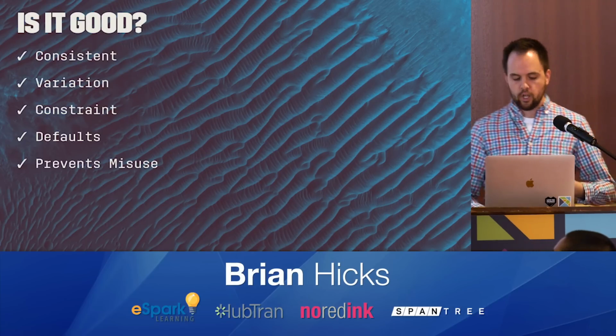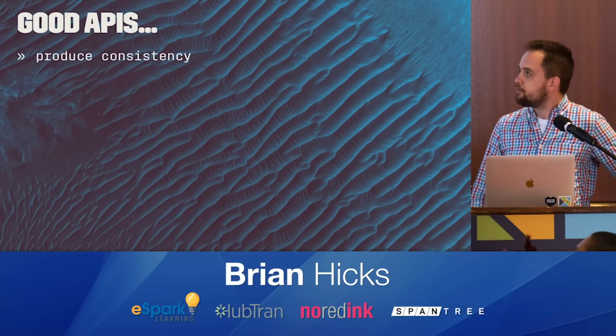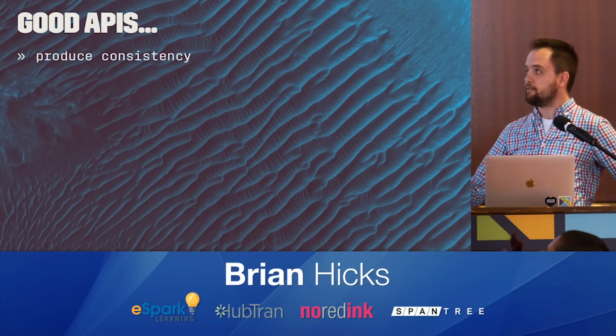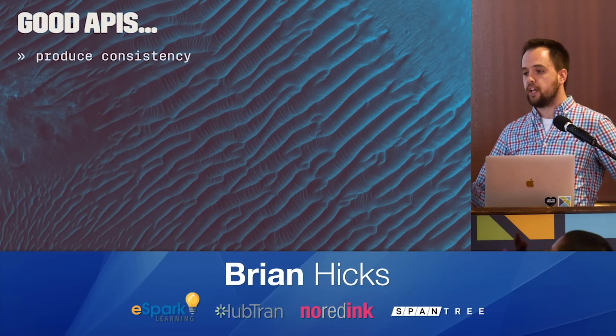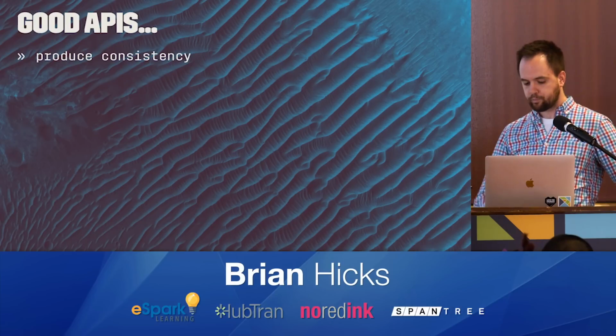So, recap time. Good APIs do 4 things. First, they produce consistency. This is both for us as programmers, to enable us to write better code by default, and for our users, in order to avoid making them think there's something wrong with them for our crappy websites.